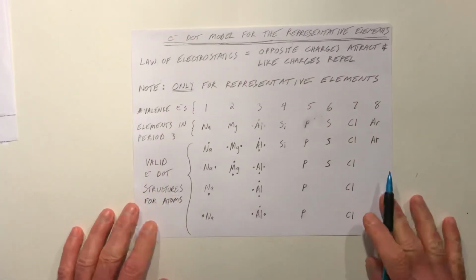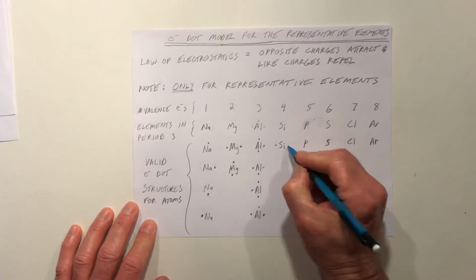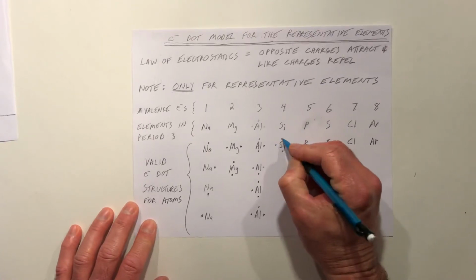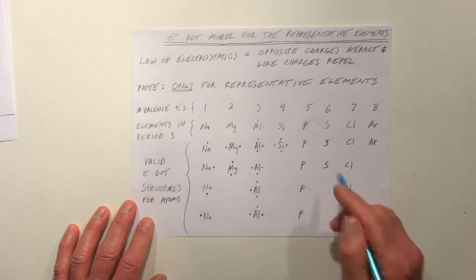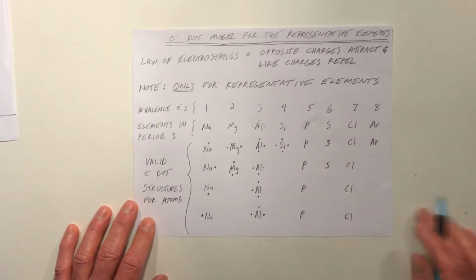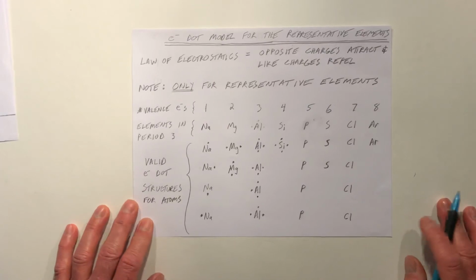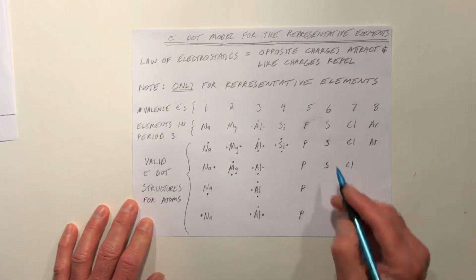For silicon, there are 4 valence electrons. So what we can do is just put them left, right, bottom, top. We're trying to keep the electrons as far apart as possible in those imaginary orbitals around an imaginary box representing this symbol. This is our model called the Electron Dot Model.